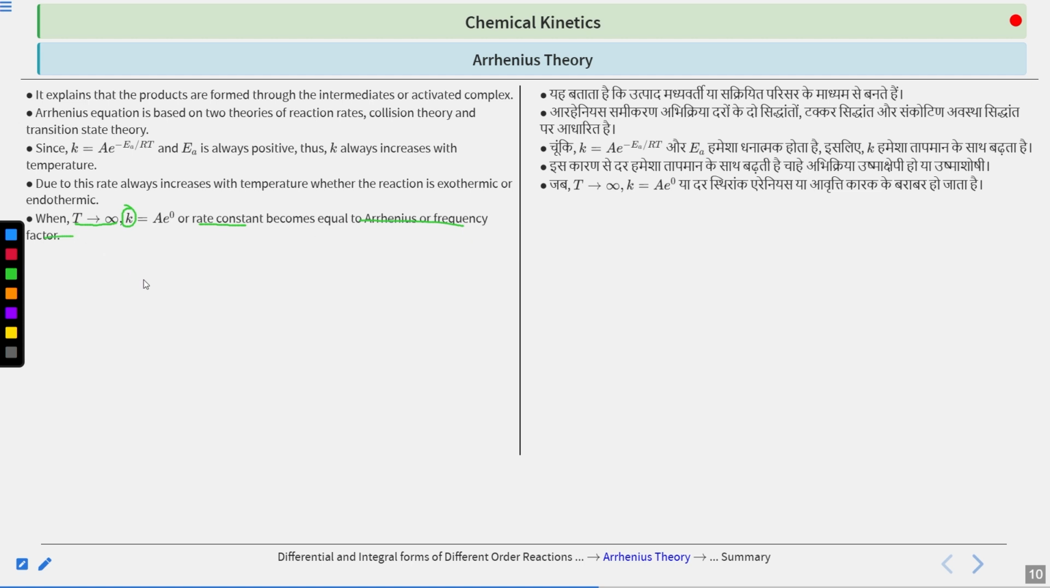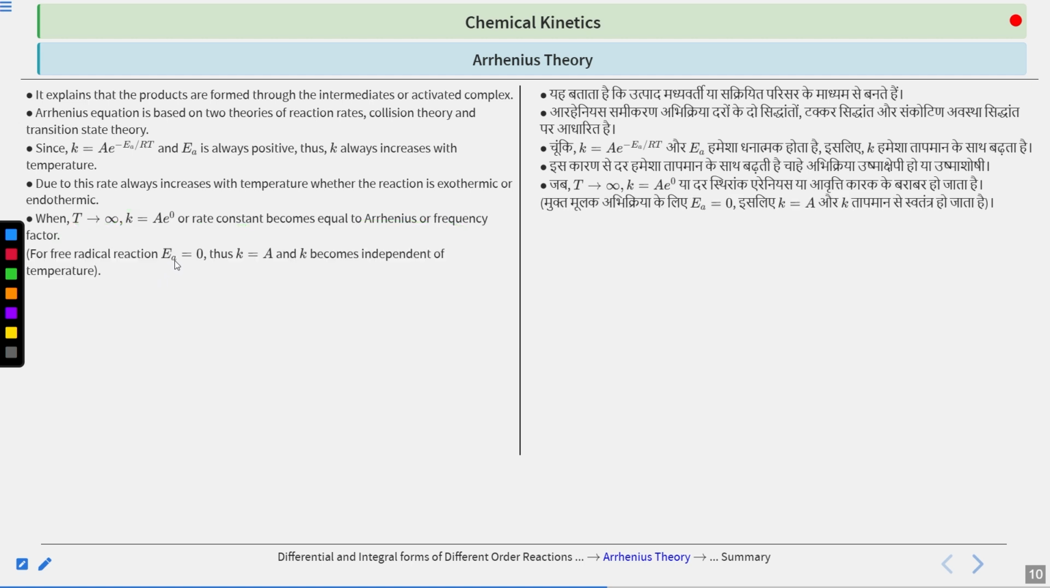So we can say, what is our A? A is basically the rate constant at infinite temperature. Now, for free radical reaction, EA is equal to 0. So this is a very logical thing also.